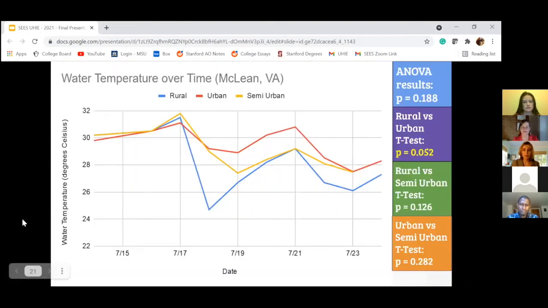Okay, so this is a graph of the water temperature over time that I collected in McLean. And you can see that the rural site, which is in blue, is consistently colder than the urban site, which is in red, and slightly colder than the semi-urban site, which is in yellow. We performed statistical analysis and did not get significant ANOVA results, so we conducted further testing. A t-test between the rural site and the urban site found that the warmer urban temperatures were almost on the threshold of significance.